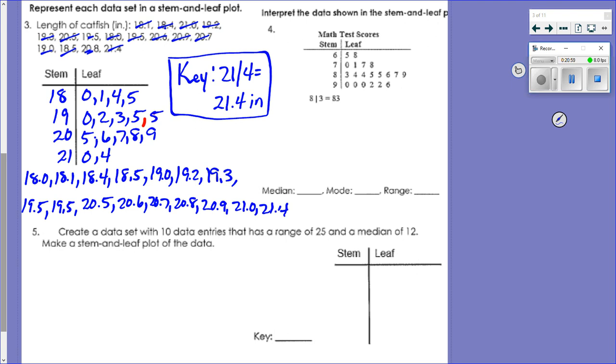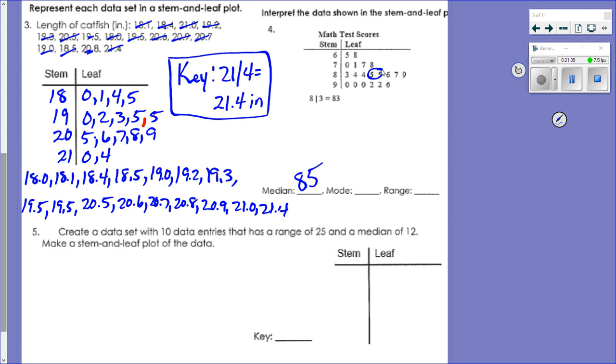On the data set, how many pieces of data did I have for the set? 20. Really, all I gotta do is count the leaves. So 2, 4, 6, 8, 10, 12, 14, 16, 18, 20. So that means my median is going to be the 10th and 11th. So 2, 4, 6, 8, 10, and 11. So my median was 5, right? 85. Good. The median is 85 because that number is not just a 5.